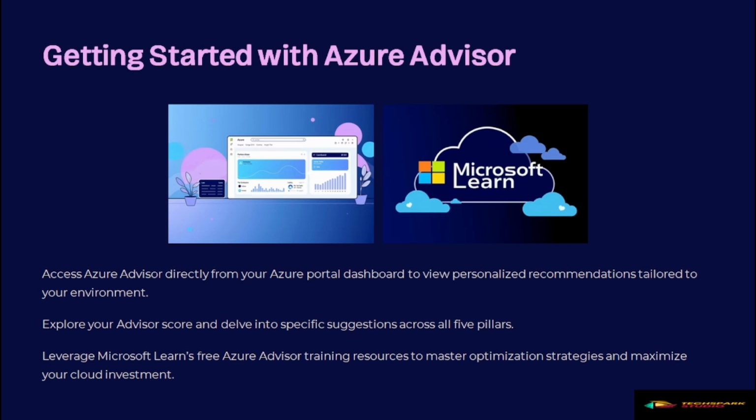You can access Azure Advisor directly from your Azure portal dashboard. From there, you'll see personalized recommendations tailored specifically to your environment. These insights are designed to help you optimize across cost, security, performance, reliability, and operational excellence. Once inside, you can explore your Advisor score and dive deeper into specific suggestions within each of the 5 pillars. This gives you a clear, prioritized view of where improvements will have the biggest impact.